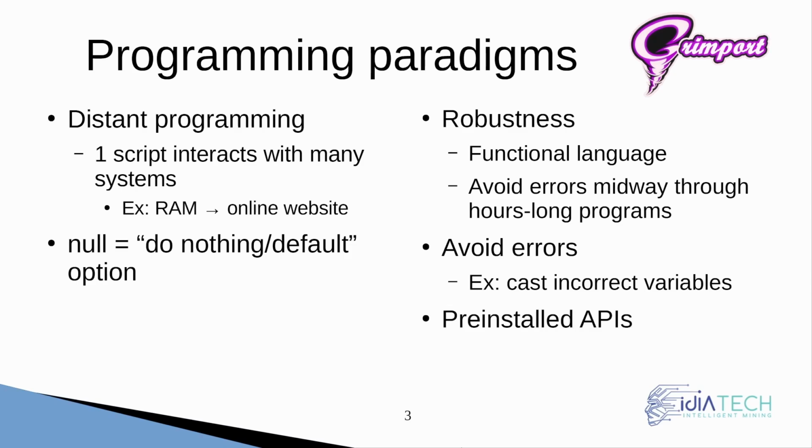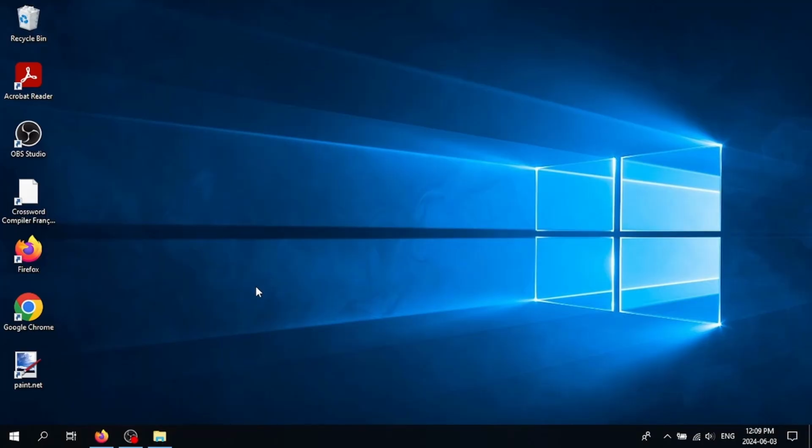Finally, this language also comes pre-installed with various APIs. For example, we can interface with ChatGPT to ask it something, or translate text using APIs with Google Translate or DeepL. Finally, there are also many tools and documentation to help you better program in Grimport, as well as various different functions that will push you to code in a way that makes it more robust. Let's move on to the installation.